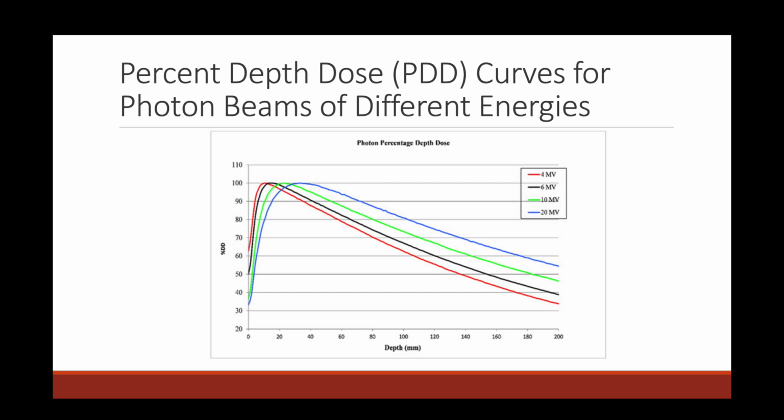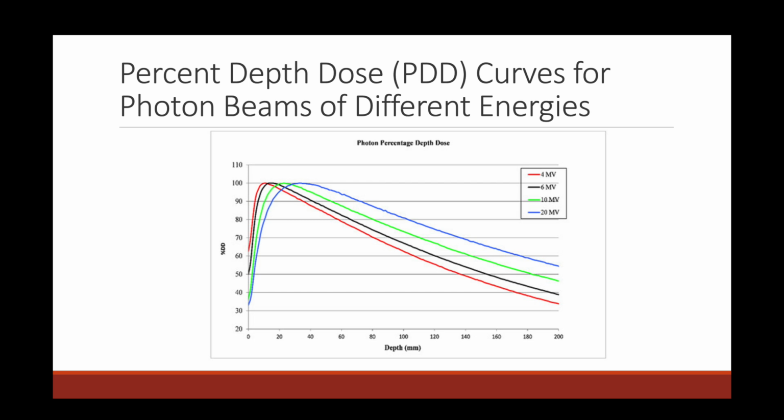For now, let's just focus on what is happening as we go deeper and deeper into the patient, so along the central axis of the beam. So these are PDD curves for different photon beams of different energies that might be used in therapeutic radiation. We have 4 MV, 6 MV, 10 MV, and 20 MV. And there are two important things that we see on this curve. Number one is the surface dose. Interestingly, the surface dose is actually higher at lower photon energies.